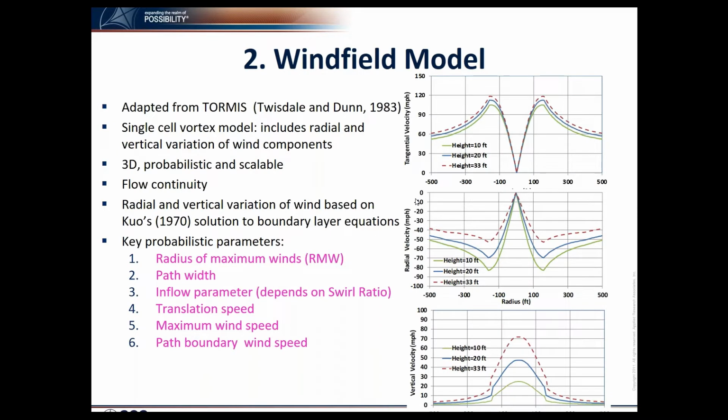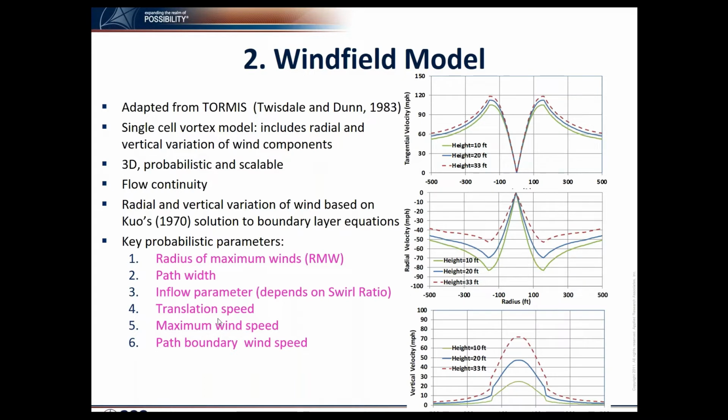So the wind field model that we used for the map development is adapted from Larry Twisdell and his co-workers' work in the 1980s. It's basically a single cell vortex model with variation of the wind components radially and vertically. As you can see from these plots, the wind components vary radially and vertically. It's a single cell model, and the key components of this model are the radius of maximum wind, path width, and inflow parameter, which is the ratio of the radial wind component to the tangential wind component.